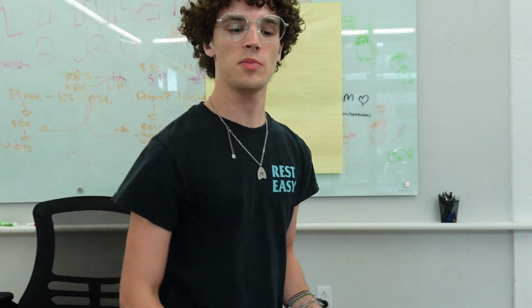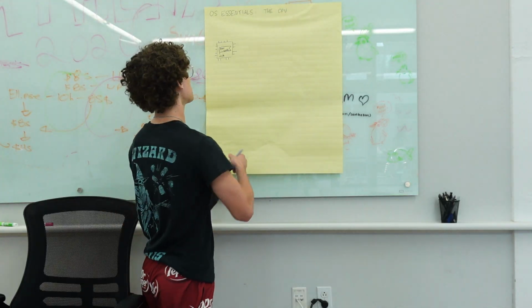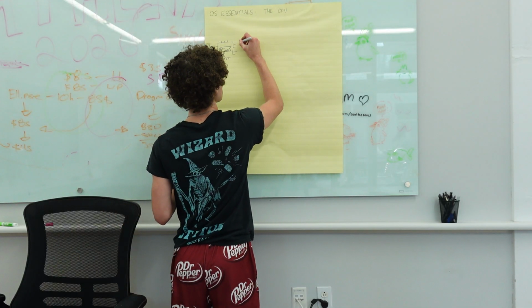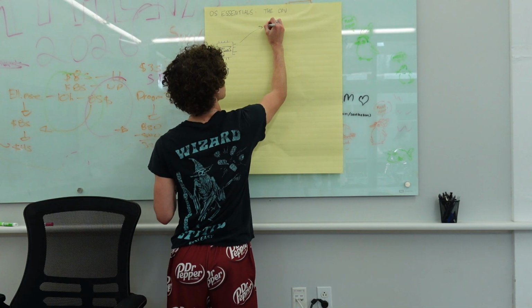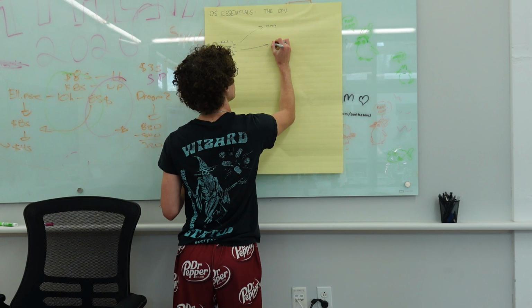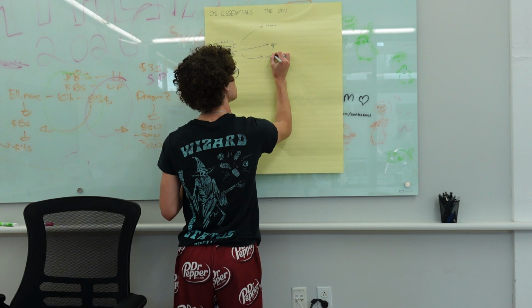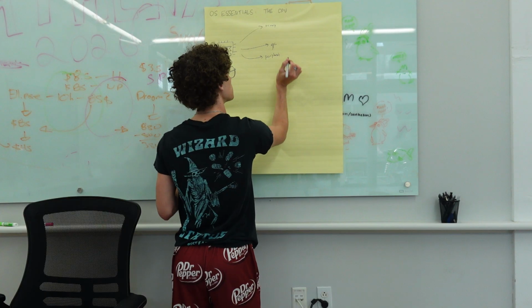Alright, so what is the CPU? The CPU is the central processing unit. It is the main part of a computer. It accesses literally everything else and it does all the calculations. So we have access to memory, GPU, peripherals, displays, and everything else.